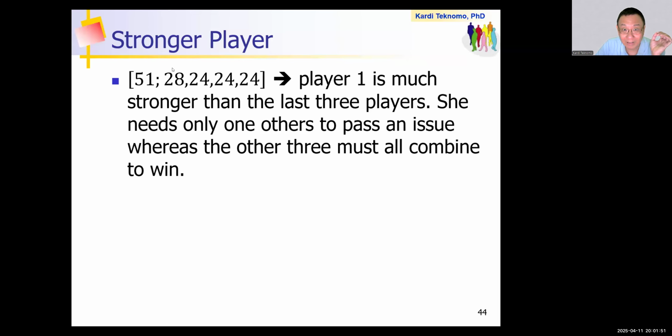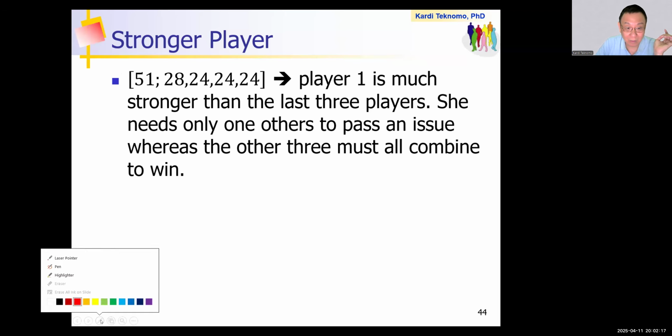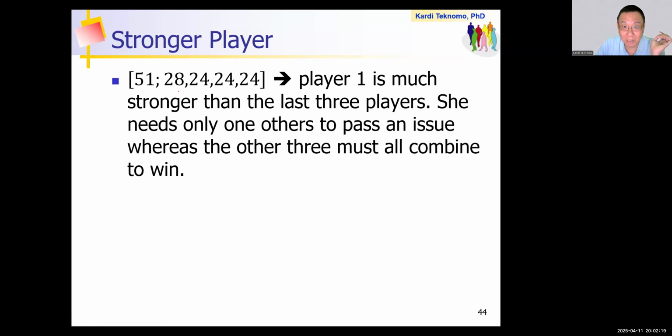Next, the quota Q is 51. Player 1, with 28, is actually stronger. So player 1 has stronger power than the other three players. In this example, we have 4 players. The first one has weight 28, the second one is 24, and the third and the fourth are also 24. So why do we say player 1 is stronger?